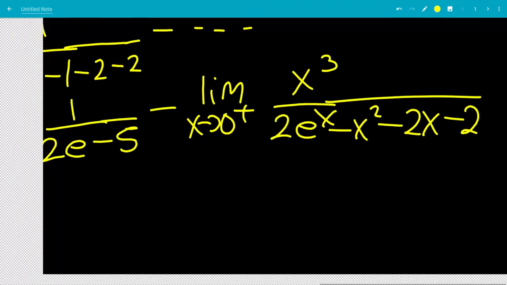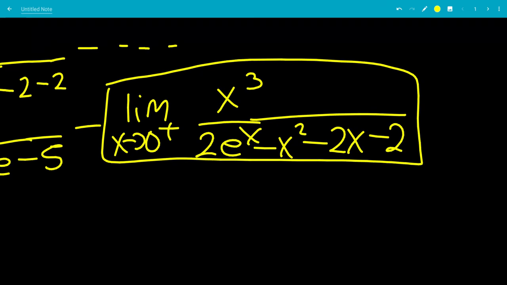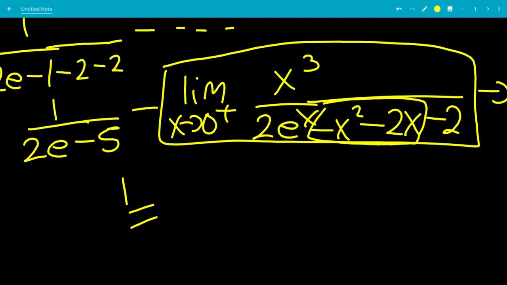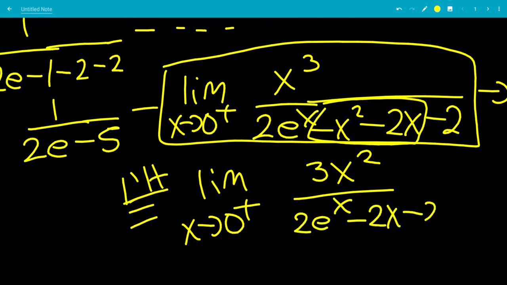So how do we do this? Okay, let's do this. The top will go to 0. For the bottom, let's look at these x terms. As x goes to 0, they just go to 0. So we're left with 2e to the 0, which is 2, and 2 minus 2 is 0. So by L'Hopital's rule, we can do derivative over derivative. The top derivative with respect to x will be 3x squared. The bottom derivative will be 2e to the x minus 2x minus 2.